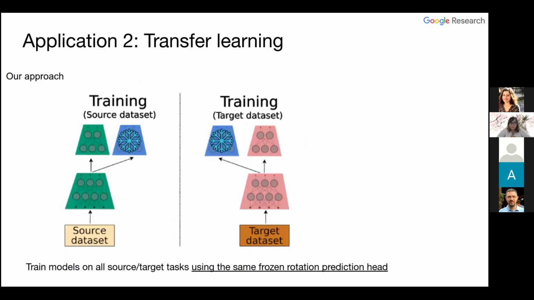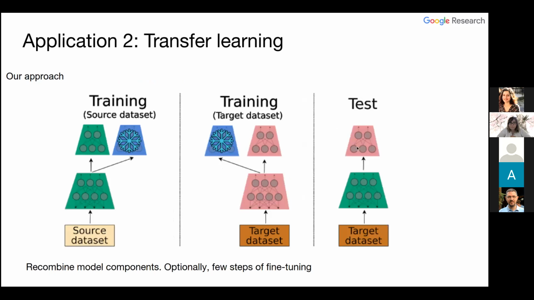And the idea is that we train all source models against the same auxiliary task head that is frozen, and then all the target data sets as well, so that their model components will be compatible. And then at test time, we can just basically try the source feature extractors with the target classifier and test how well that does on the target data set.